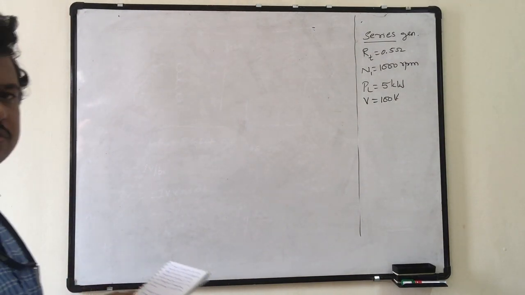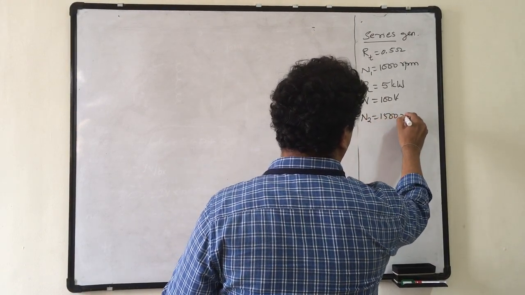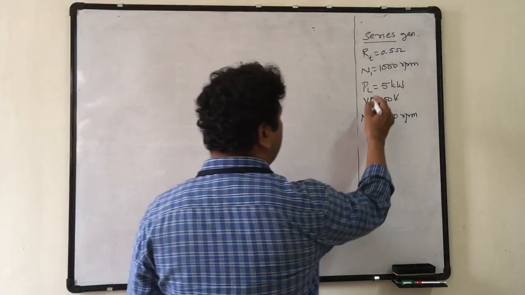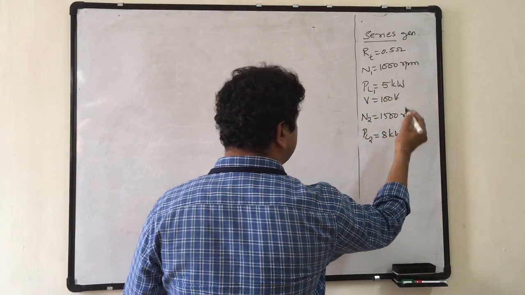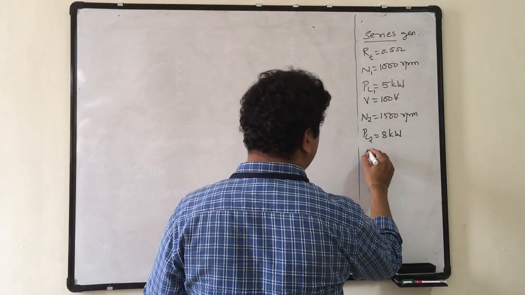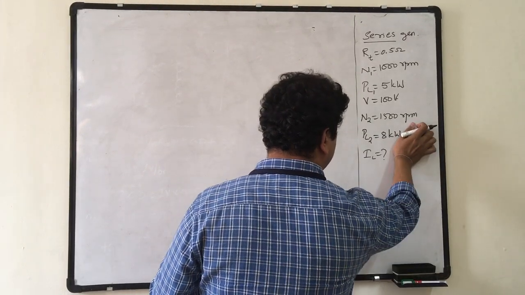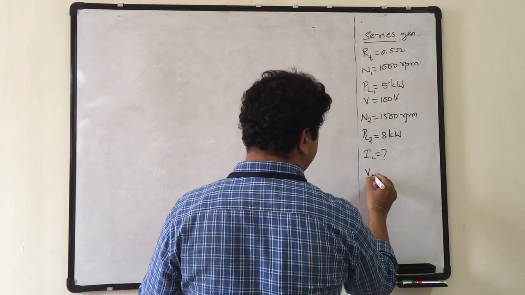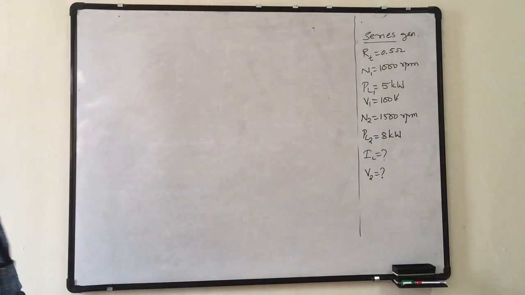Now if the speed is raised to 1500 rpm, the second speed I take it as N2, 1500 rpm, and load is increased to 8 kilowatts. Now let it be PL1, I will take this as PL2, 8 kilowatts. I need to find what is the new current. It can be IL, it can be IA, both are same. It is series machine. And new terminal voltage. Let this be V1 and let this be V2 now. So this is what is expected to solve for.